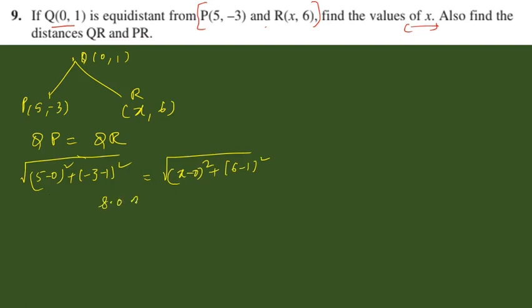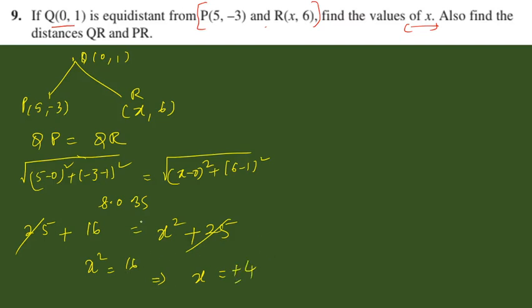Now do the squaring on both sides so that I will remove the root. I remove just the root, not the square and root. Only the roots on both sides will go. So x minus 0 means it is x square, plus (6 minus 1), 5 square is 25. And here also 25, and here you will get 16. So x square, this 25 and 25 get cancelled, then x square is equal to 16. So you can write x is equal to the square root of 16, which is 4, so plus or minus 4.